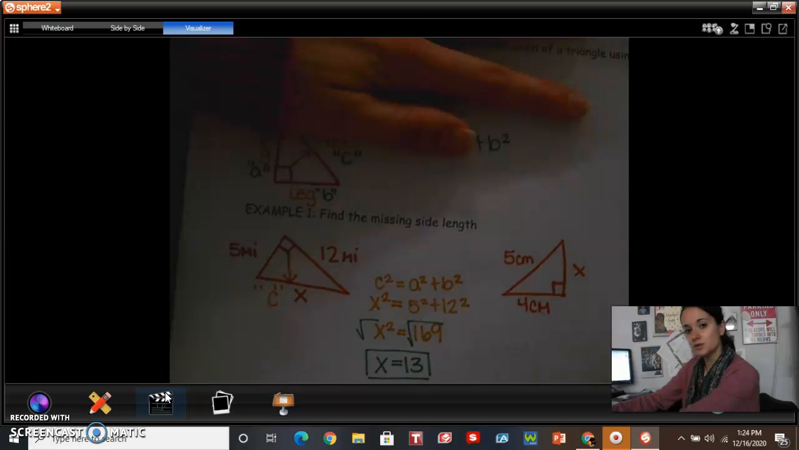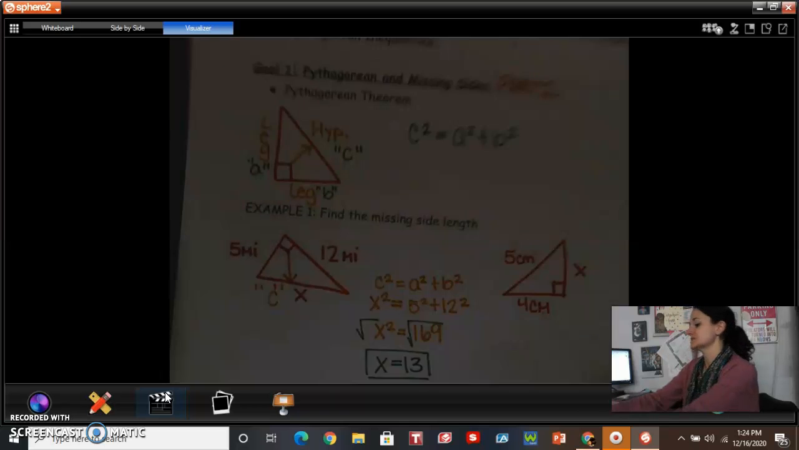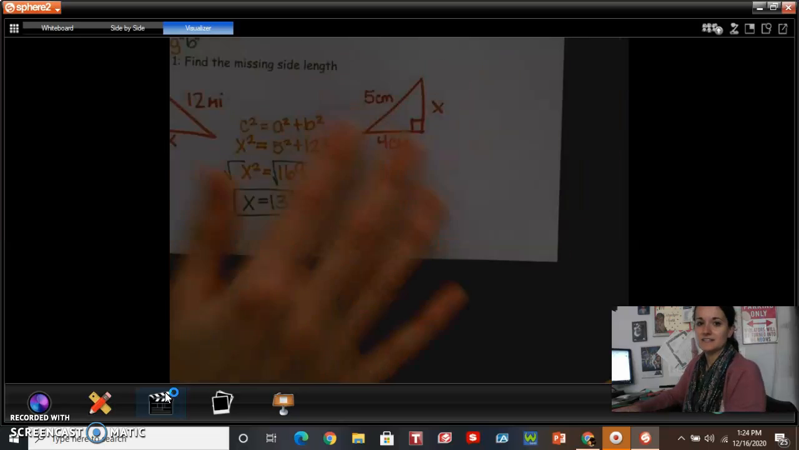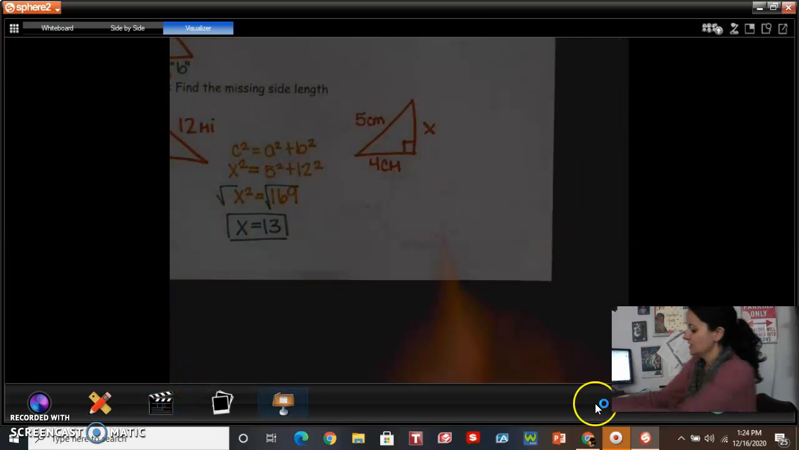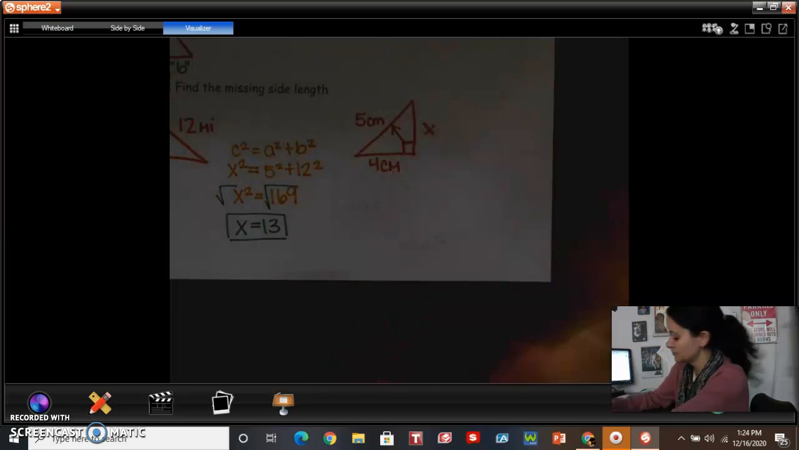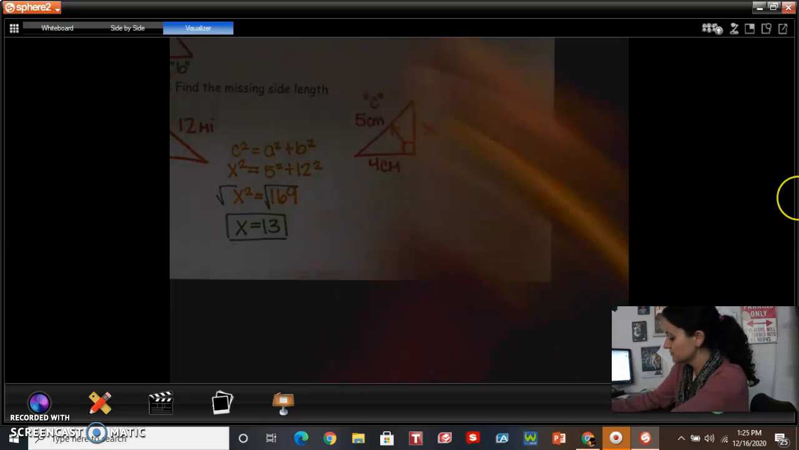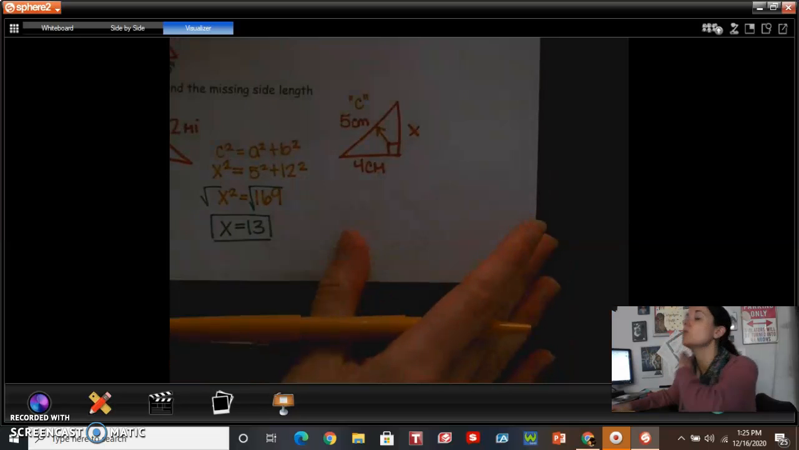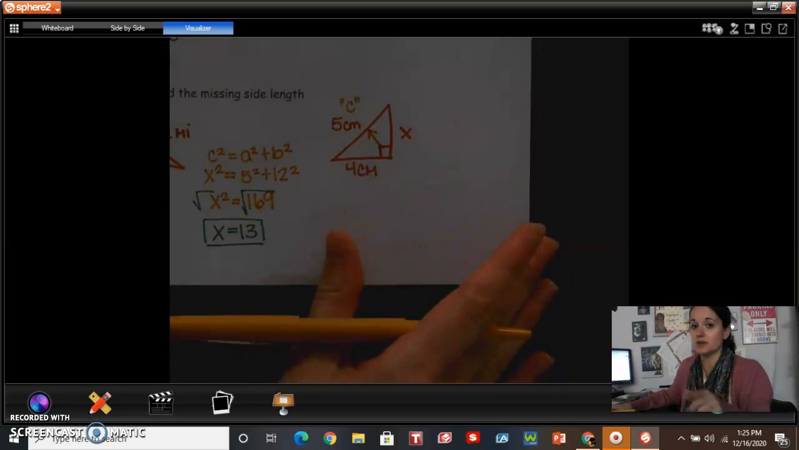Okay, let's do one more using Pythagorean theorem to find a side length of a right triangle. Still on example 1, looking at the second part here. Here we go. Again, most important thing to do is identify your C value. So here is C right here. Always across from the box, guys. Always. C will always be across from that box. Remember, the box represents a right angle.